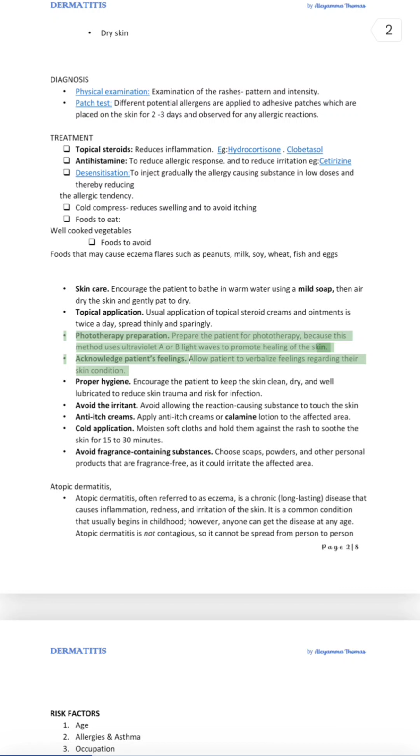Acknowledge patient's feelings. Allow patient to verbalize feelings regarding their skin condition. Proper hygiene: encourage the patient to keep the skin clean, dry, and well lubricated to reduce skin trauma and risk for infection.